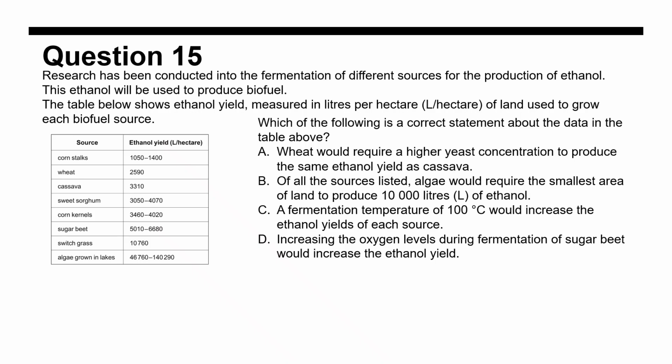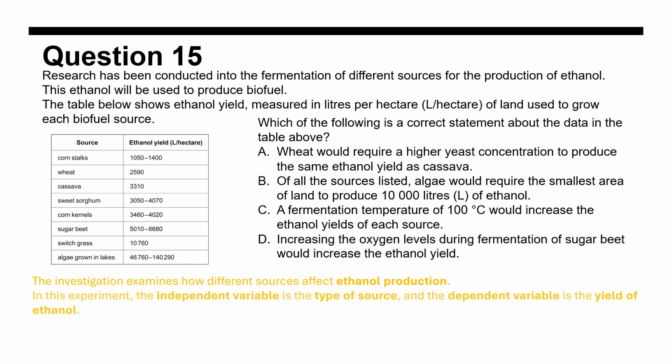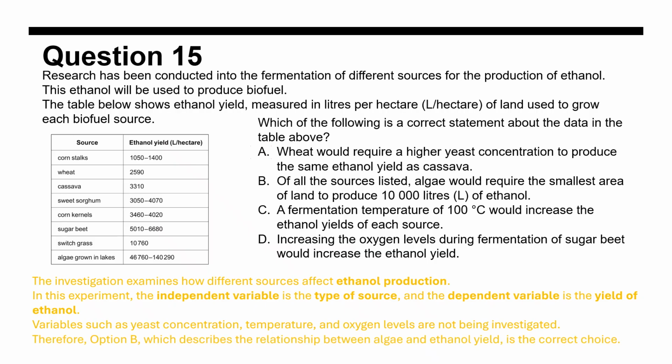The investigation examines how different sources affect ethanol production. In this experiment, the independent variable is the type of source, and the dependent variable is the yield of ethanol. Variables such as yeast concentration, temperature, and oxygen levels are not being investigated. Therefore, option B, which describes the relationship between algae and ethanol yield, is the correct choice.